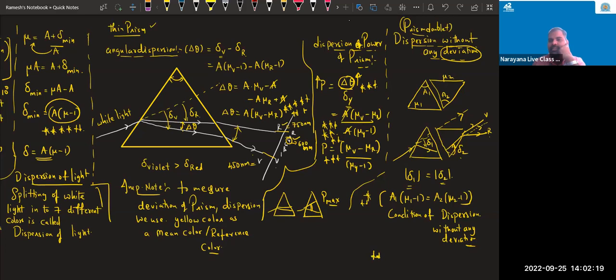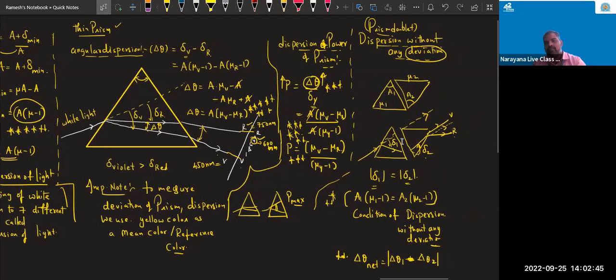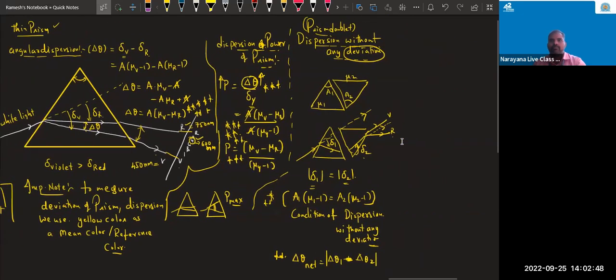And what is the second condition? Total dispersion, how much? Net angular dispersion, how much? Angular dispersion of the first prism plus angular dispersion of the second prism. But you need to write minus, no? Why do I have to write minus? One is deviating clockwise, the other anti-clockwise, no? So that's what I can write in one statement.